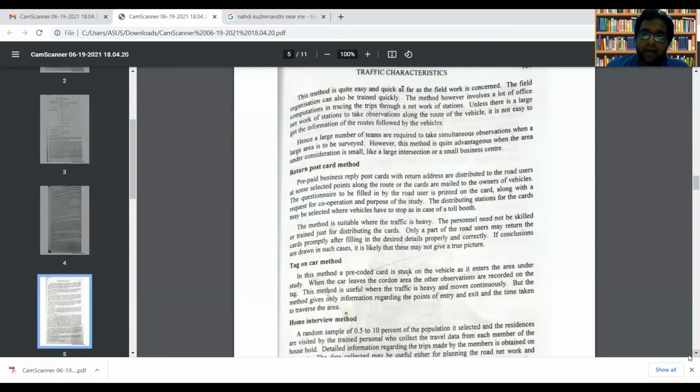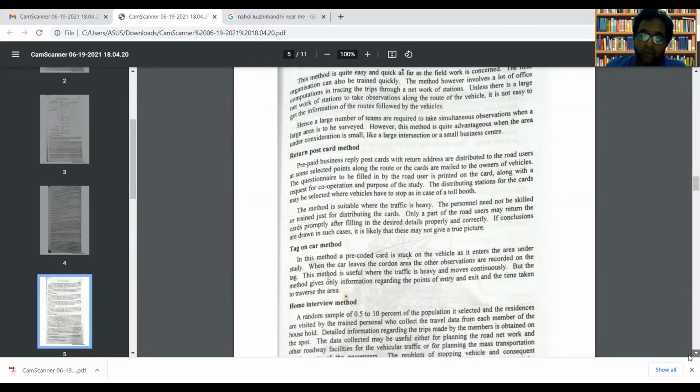Next method is the tag on car method. A pre-coded card will be stuck on a vehicle as it is entering the study area. Now, when the vehicle is leaving the study area, the observations are recorded on this tag. So when the traffic movement is very heavy, this method is highly useful.